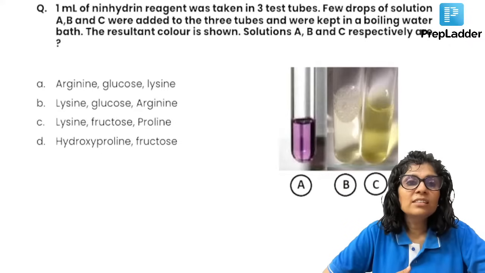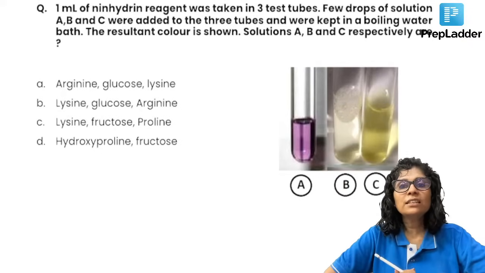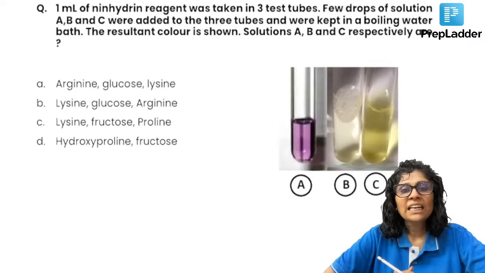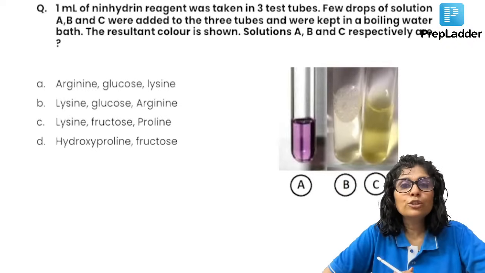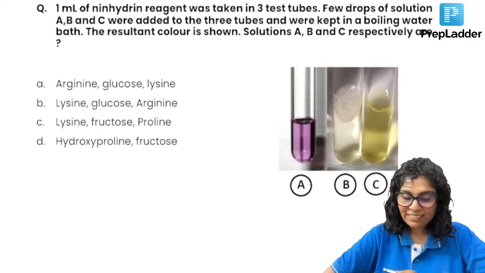Try to answer this. 1 ml of ninhydrin reagent was taken in 3 test tubes. Few drops of solution A, B, and C were added to the 3 test tubes and were kept in a boiling water bath. The resultant color is shown. What is solution A, solution B, and solution C? What is the right answer, everybody?